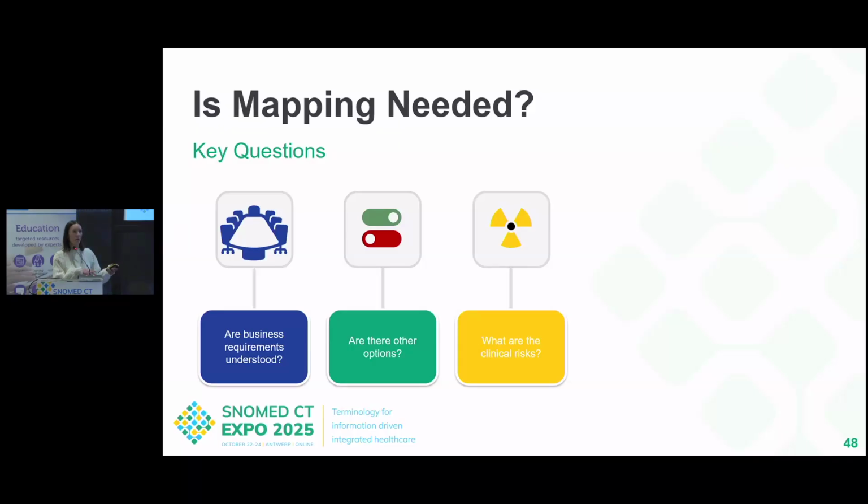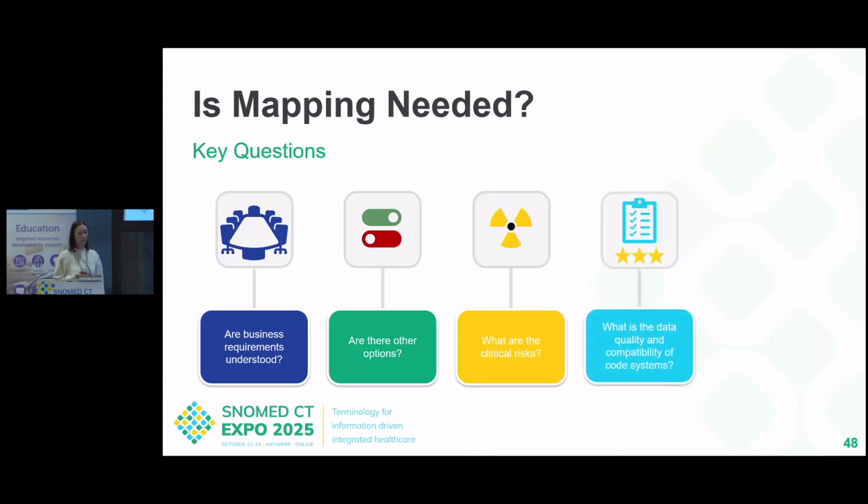Like we've talked about with the different maps, is it broad to narrow and things like that. What are the clinical risks to your patients that might be involved if you're creating a map? And what is the data quality and compatibility of code systems? It's always about what your original code system is like, and what its quality is, because we always say rubbish data in, you don't get great data out. It's the same with maps. You want to make sure that works, and also that the code systems you're trying to map actually match enough to align with what you're creating.